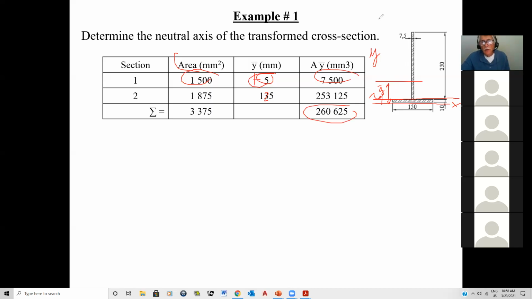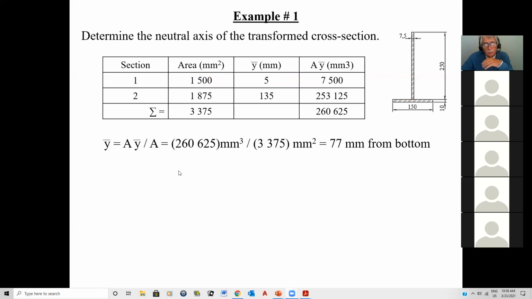I'm glad it's coming back slowly. So Y bar is AY bar over A, and therefore I end up with 77 millimeters from the bottom, because that's where I took my reference point.